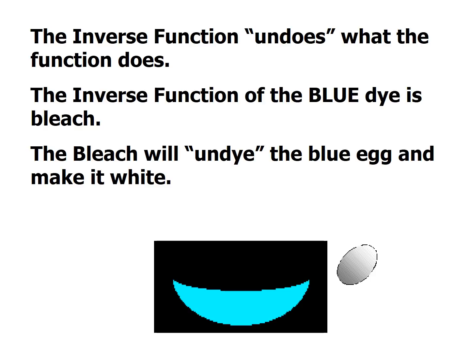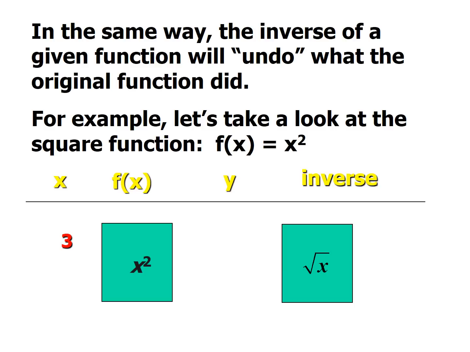And you don't have to write down this egg example in your notes. Remember that we're looking for that pencil in the top right hand corner when we need to write something down in our notes. So in that same way, we're going to look at a real function so that the inverse undoes that given function. And this example that we're going to look at is f of x equaling x squared, or the square function.